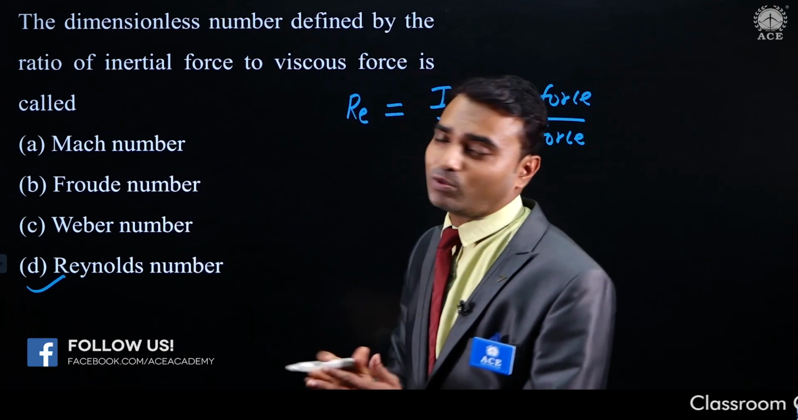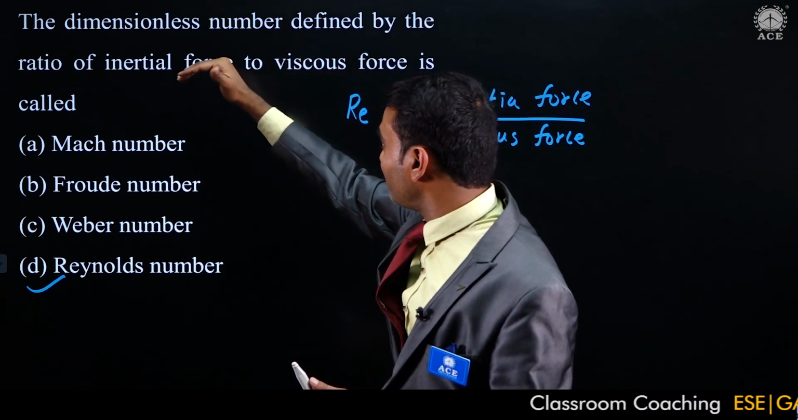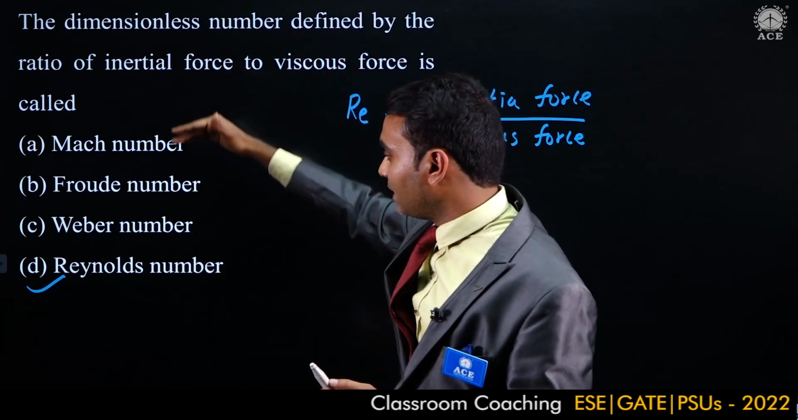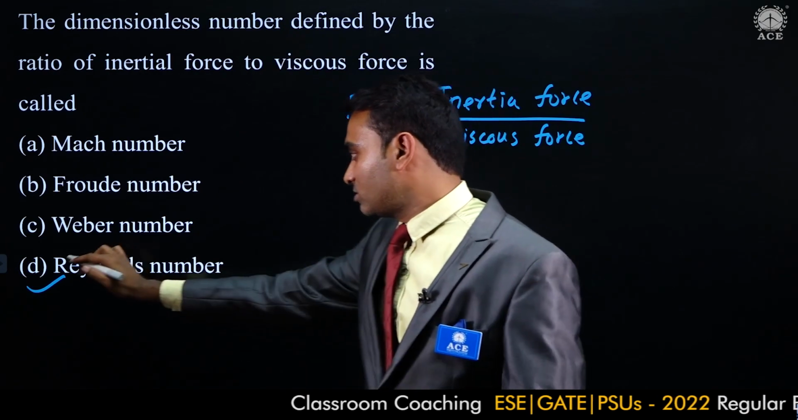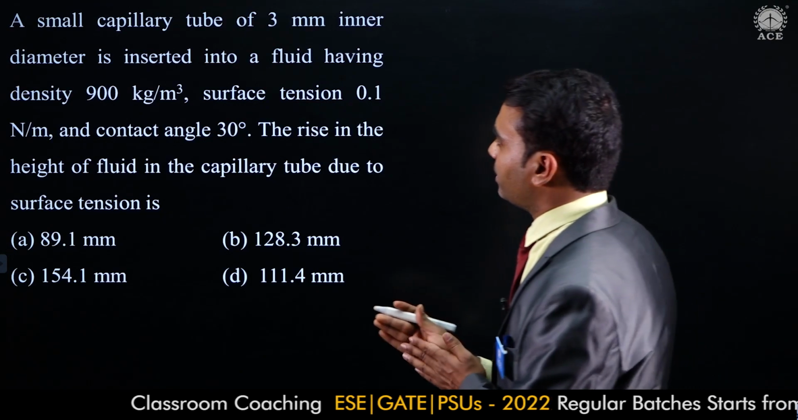The simplest possible question on the numbers is this one. Simply he is asking ratio of inertia to viscous force. There cannot be simpler question than this based upon these dimensionless numbers. Okay. So answer of this question is D. Now let us go to next question. So this is also 1 mark question.